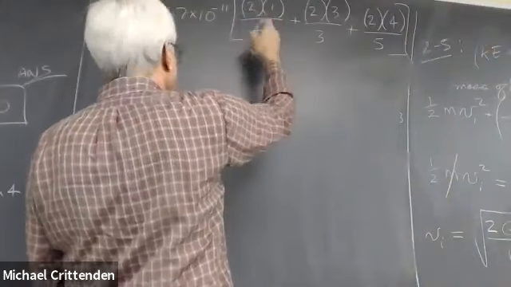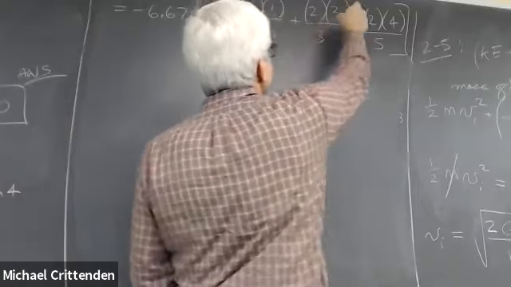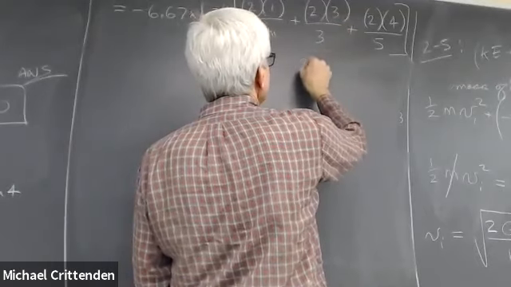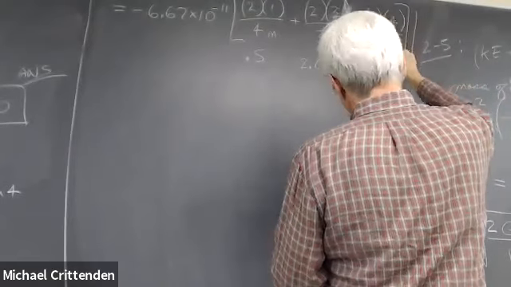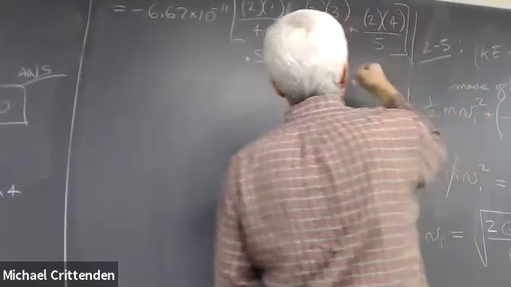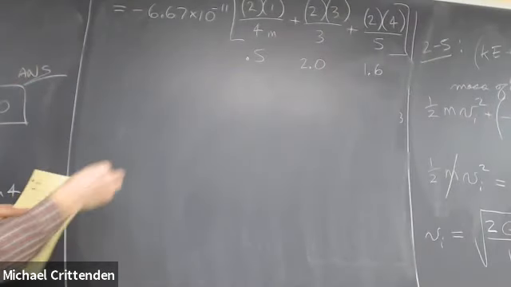Anyhow, 2 over 4 is 0.5. 2 times 3 over 3 is 2. 2 times 4 over 5 is 1.6. You add those three things together, multiply by the gravitation constant.